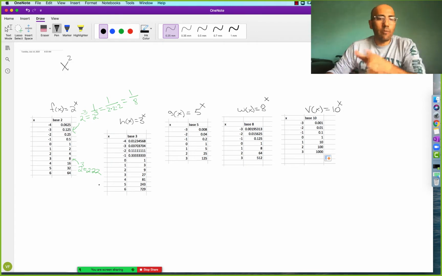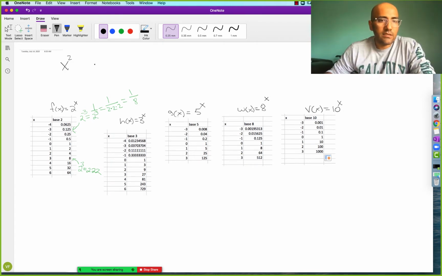And now if we want to go backwards with these, the inverse of the previous functions was roots.